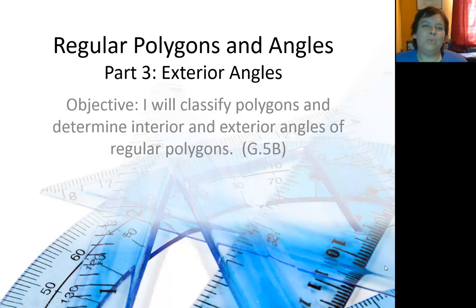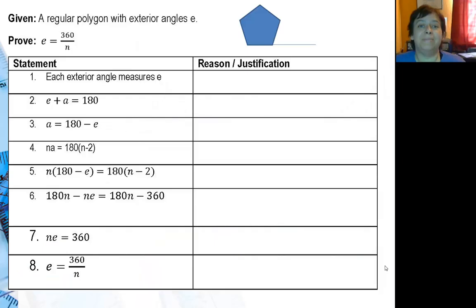Now we're going to use regular polygons to find something very interesting about the exterior angles of not only regular polygons, but all polygons. So what I did here is I am telling you that a regular polygon has exterior angles E. Now I'm not really telling you how many sides there are. In this instance, I went ahead and threw up a pentagon so I could mark that exterior angle and you'd have a better idea of what we're talking about.